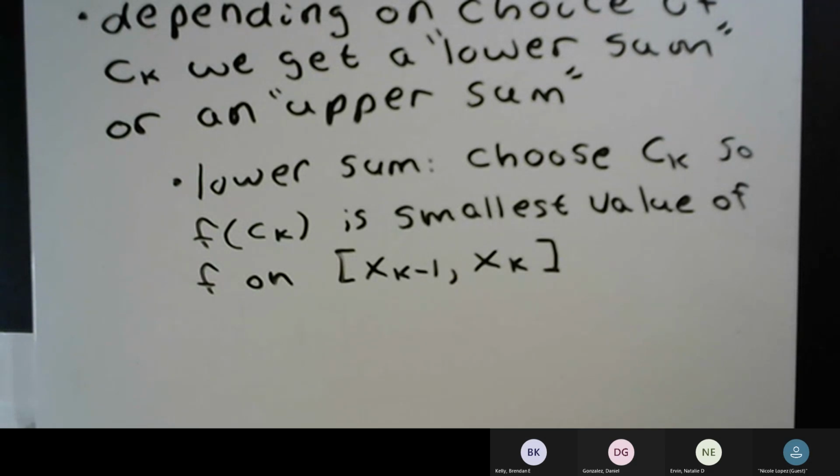So the idea is that you can choose your F of CK differently. Now, the way we've chosen it, the formula that we're working with is going to give us a CK that's always going to be the rightmost point of our subinterval. And that's what we're looking at in this section. But there's other things you can do.